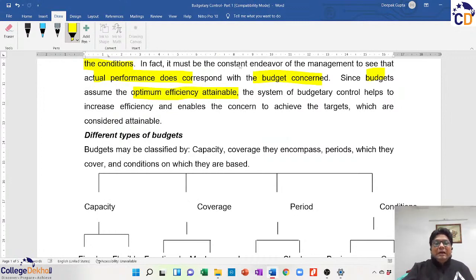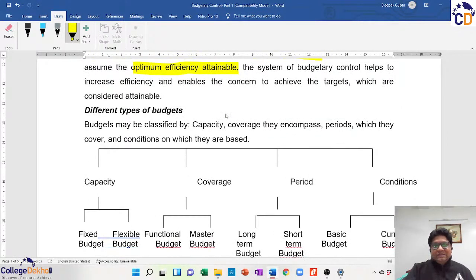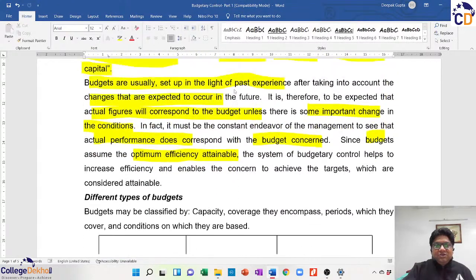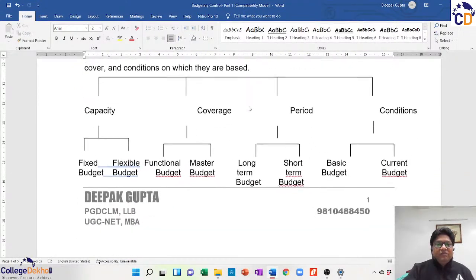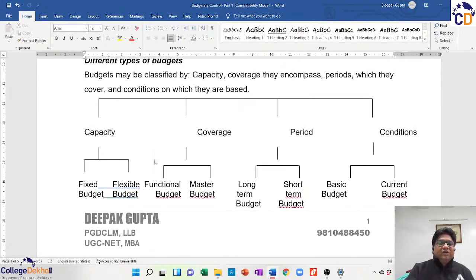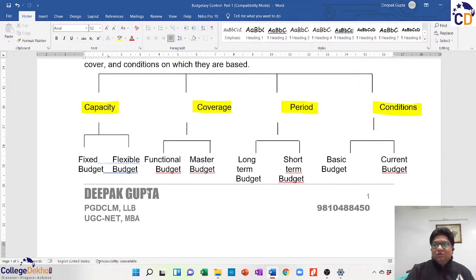Okay, so now moving forward, when we create a budget, these budgets can be on income, expenditure, employment, and so on. So we normally define budgets based on different criteria. Budgets can be made either based on the capacity or based on the coverage or based on the period or based on the conditions. What does that mean? First, take an example of the capacity because this is one of the very important things.